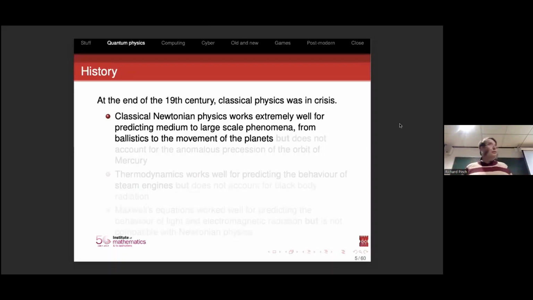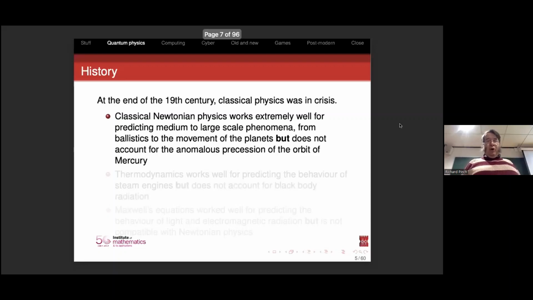Okay, so some history, from the point of view of physics, from the point of view of the mathematician. So at the end of the 19th century, classical physics was in a state of crisis. Classical Newtonian physics works extremely well for predicting medium to large scale phenomena, that's to say, from about this big, bigger and bigger. So classical Newtonian physics is very nearly good enough for landing rockets on other planets, but not quite, because classical Newtonian physics did not account for the anomalous precession in the orbit of Mercury. The orbit of Mercury doesn't quite obey Newtonian physics. So that was one crisis.